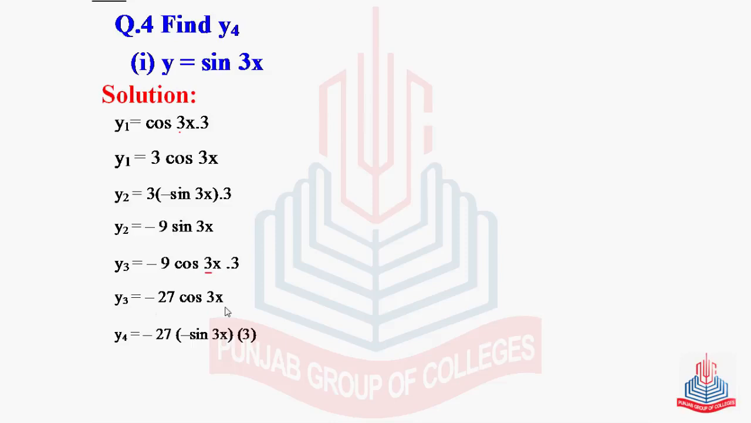And the next derivative y4, this minus 27 will be as it is, and then the derivative of cos 3x will be minus sin 3x, and the derivative of this angle 3x will be 3. So the required fourth derivative of the given function is 81 sin 3x.